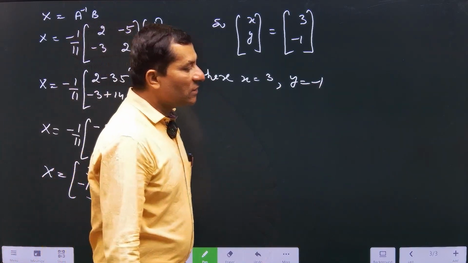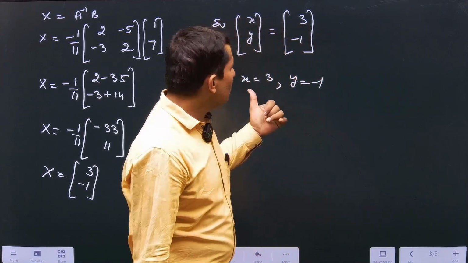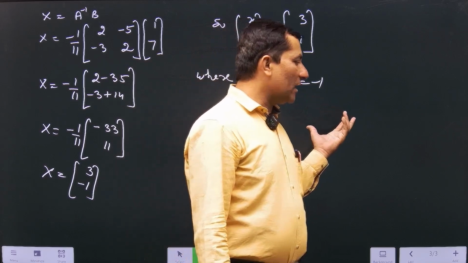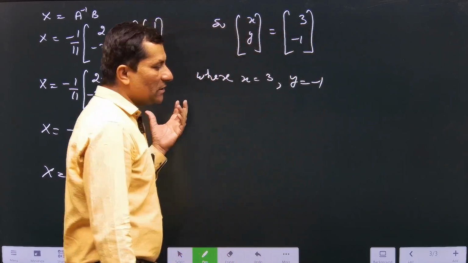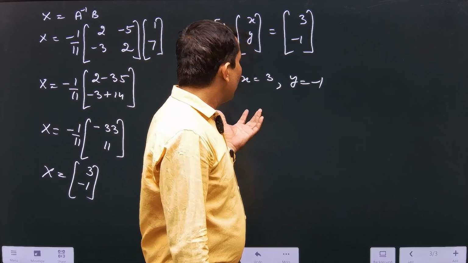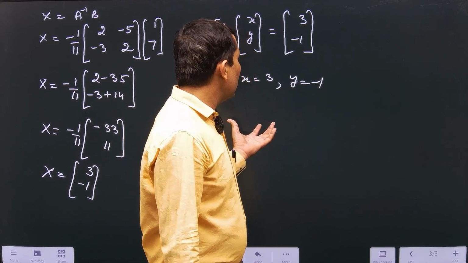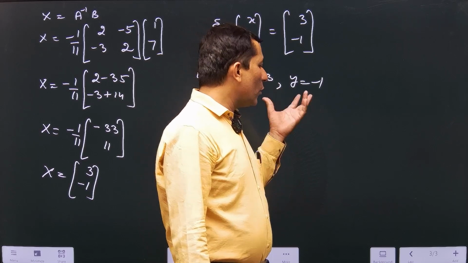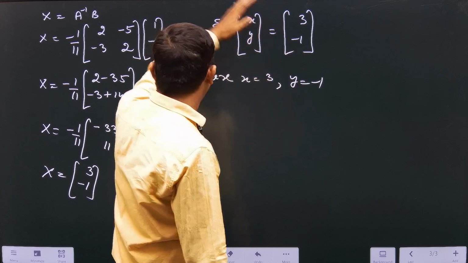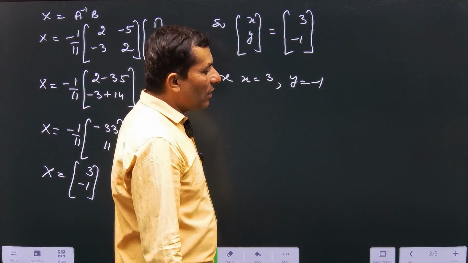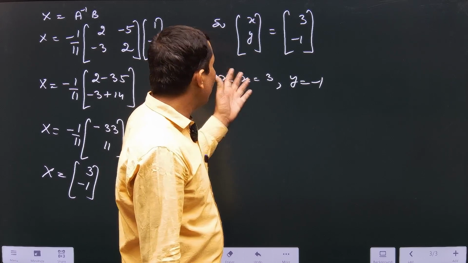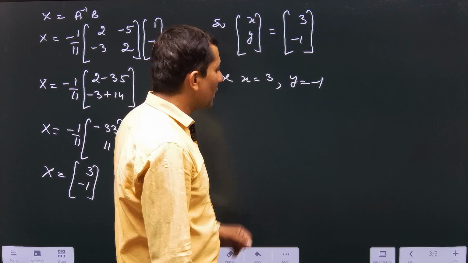This is the case of solution of a system of linear equations in two variables. In 10th standard you have to study linear equations in two variables by graphical method, substitution method, elimination method, and cross multiplication method. These are the four methods we use in 10th standard for finding the values of x and y, and here we use the matrix method, using the inverse of a matrix, to find the values of x and y. This is the case of 2 by 2.